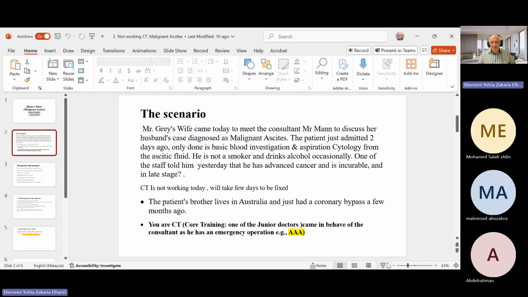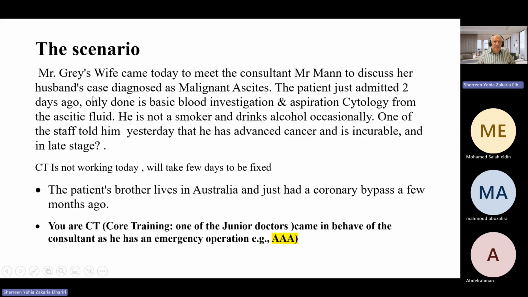Okay, so Mr. Gray's wife came today. Of course, she is angry to meet the consultant, Mr. Man. By the way, Mr. Man is not a name. It is just a common example. She wants to discuss her husband's case diagnosed as malignant ascites. The patient was just admitted 2 days ago. Only basic blood investigations and fine needle aspiration cytology from the ascitic fluid have been done.